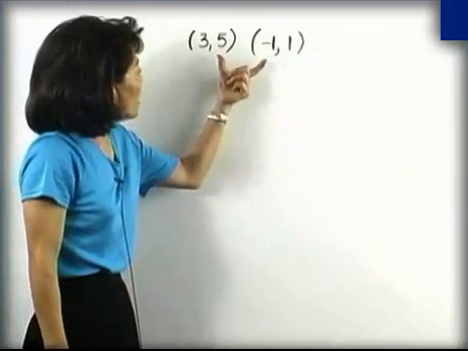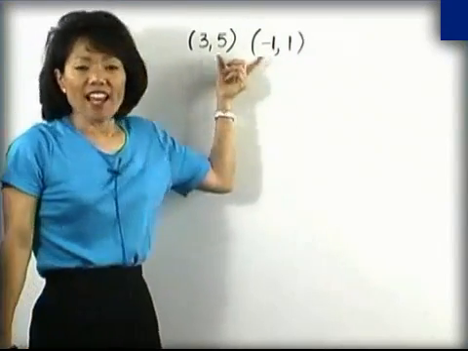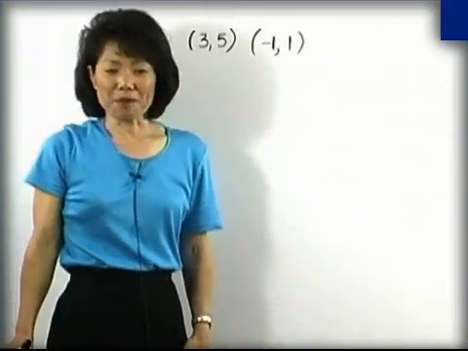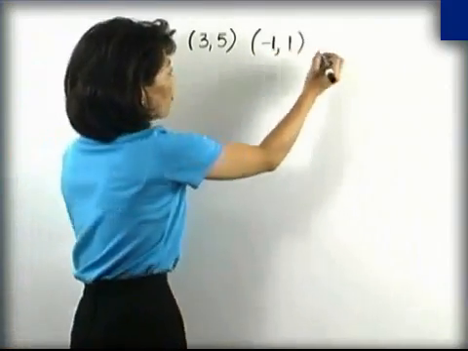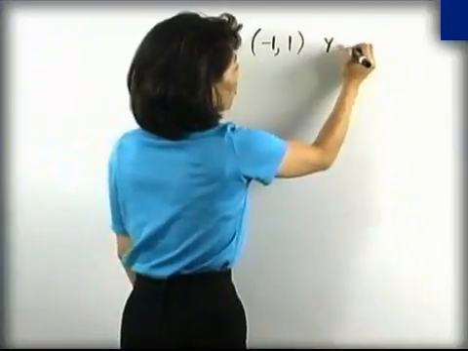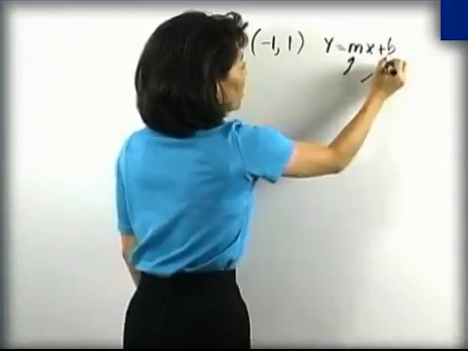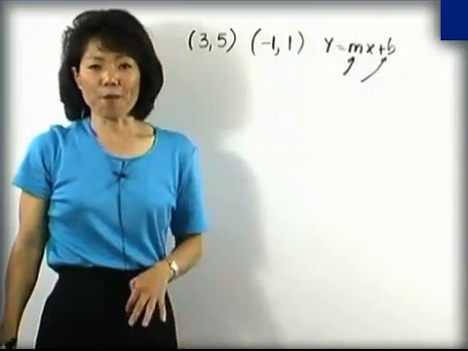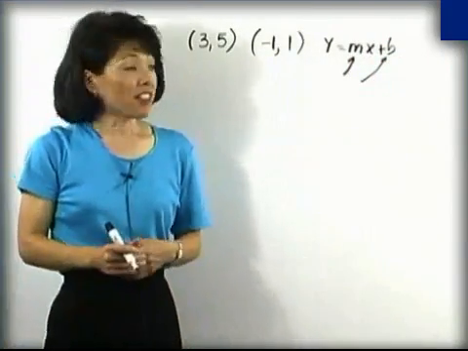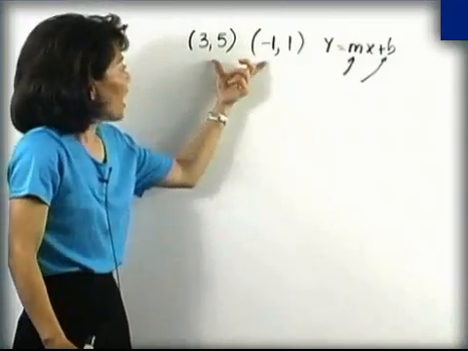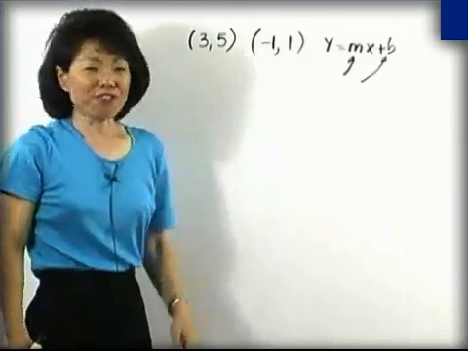So again, we want to find the equation of a line that passes through the points 3, 5 and -1, 1. Now again, remember we'd like to get our equation in the form y equals mx plus b. So what we need to find are the 2 values m and b. Well, let's think. Can we find m? Well, sure we can. We can find m by using our slope formula.